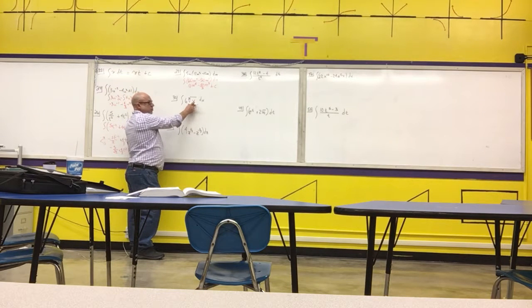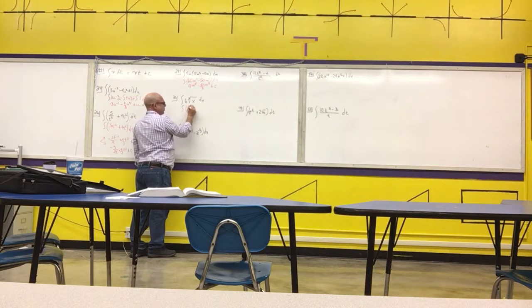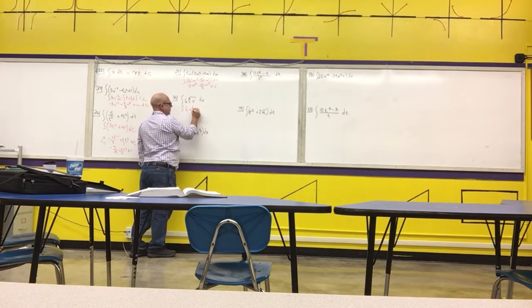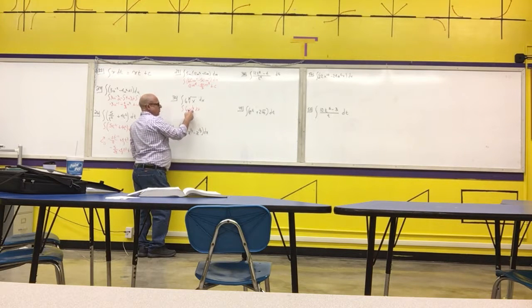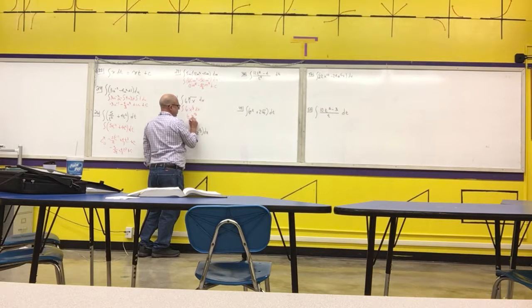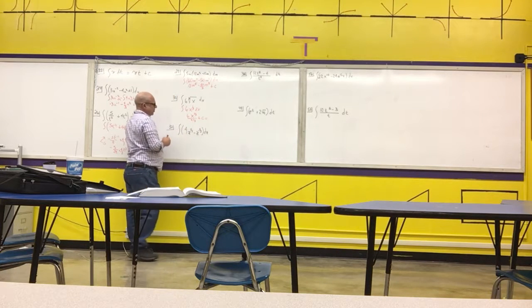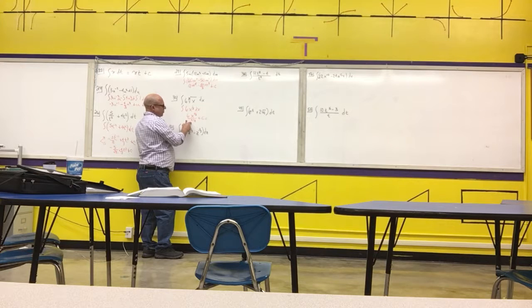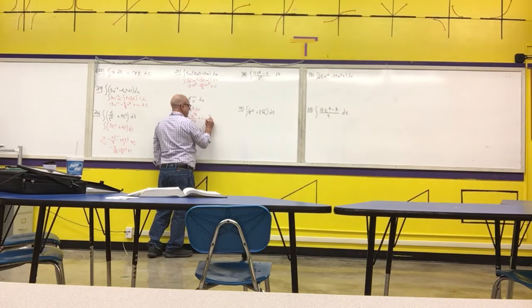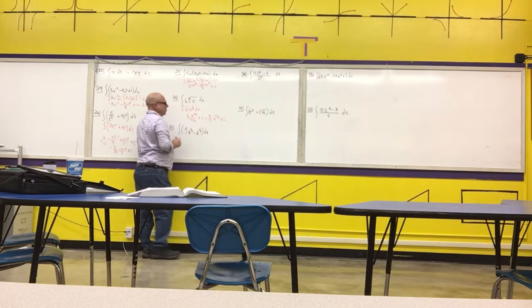We didn't have any rules for roots, so I'm going to rewrite this root as an exponent. I'm going to rewrite it as 6x to the 1/3 dx. I'm going to add 1 to the exponent. 1/3 plus 1 is 4 thirds. And I'm going to divide by the new exponent. Dividing by an exponent is the same thing as multiplying by its reciprocal. So I end up with 18 fourths, which is 9 halves. So I have 9 halves x to the 4 thirds plus c.